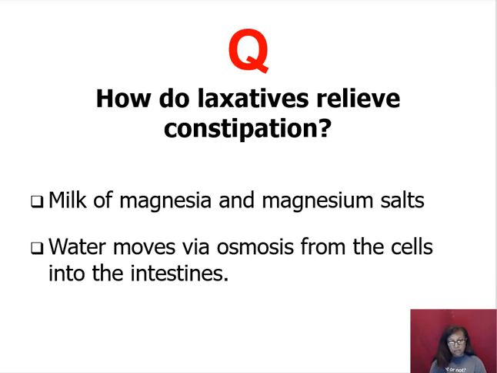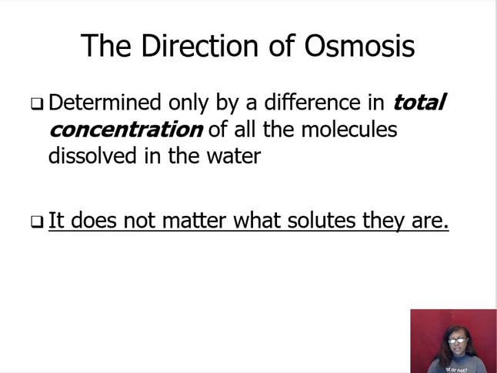Because it turns out that water doesn't care what the solute is. Water doesn't care what the particle is. As long as there's more particles, that's where the water is going to go. It doesn't matter what those particles are, okay? So the direction of osmosis is only determined by a difference in total concentration of all the molecules dissolved in the water, and it doesn't matter what those particles are, okay?